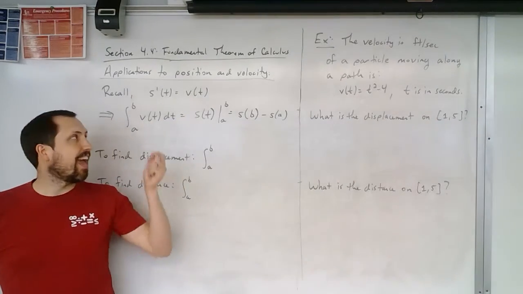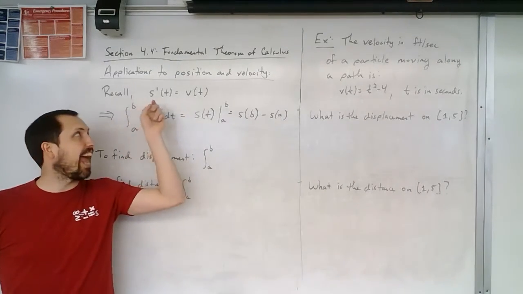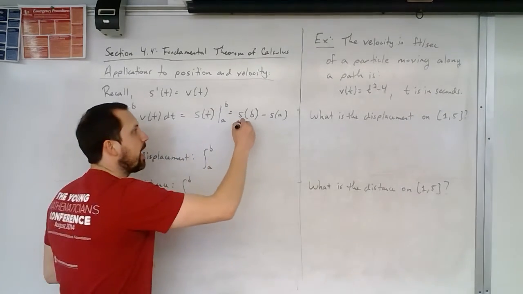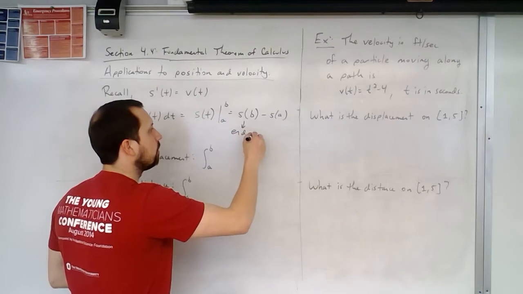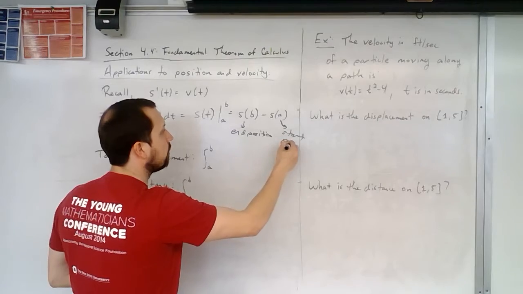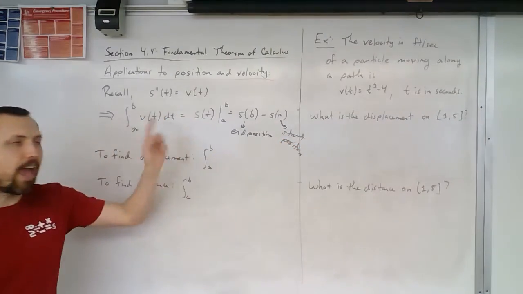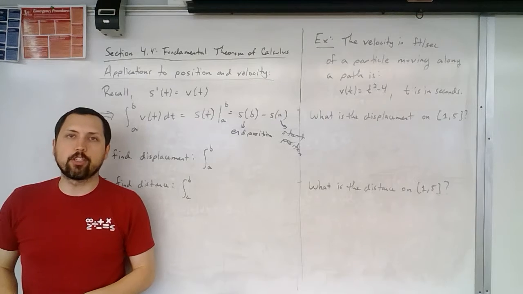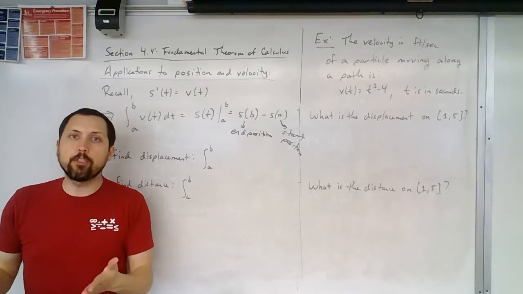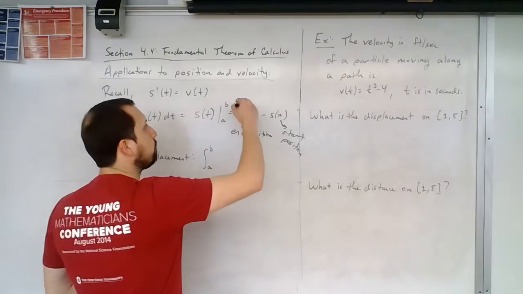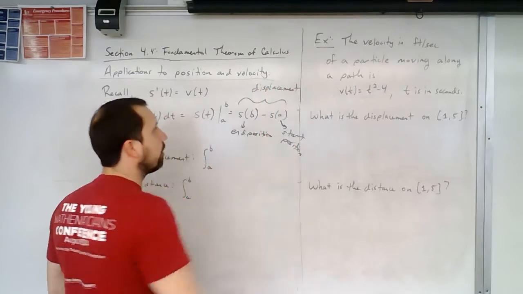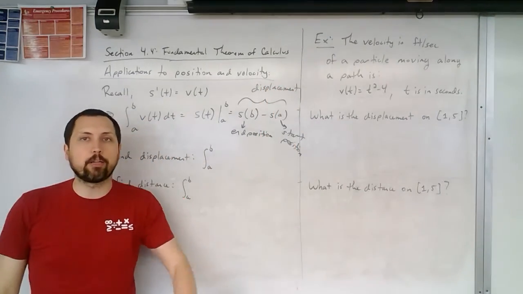So if I think about this, a is the starting point, b is the ending point. This is the position at the end, right? So this is my end position. And this here is my start position. So I take my end position, I subtract off the start position, and what that tells us is how far away you are when you ended from when you started. And that is displacement. So this is describing displacement. How far are you displaced after some period of time?